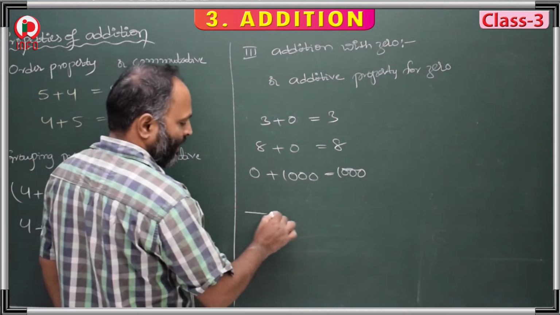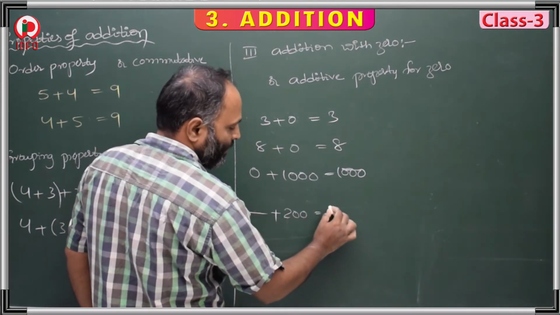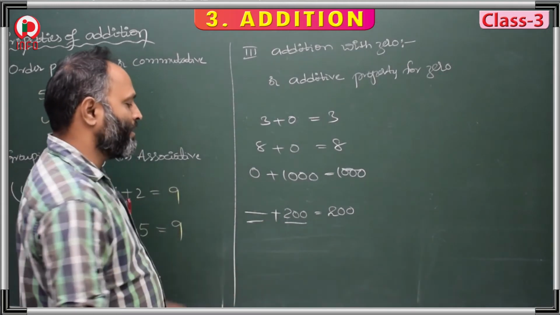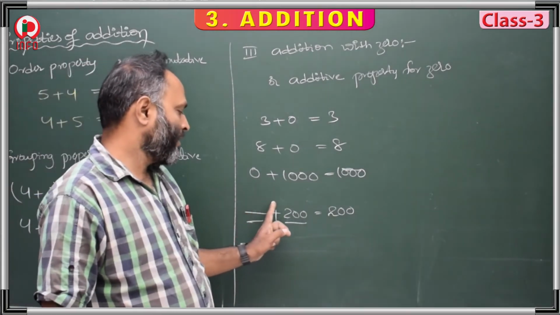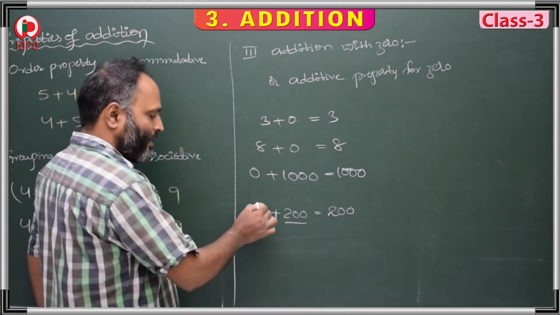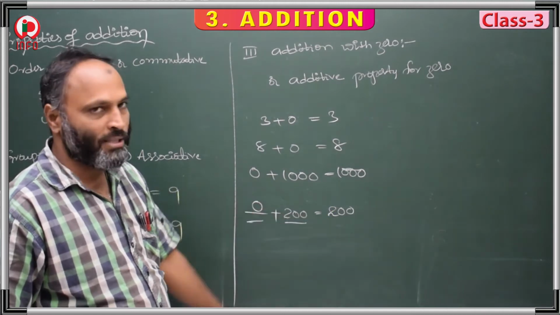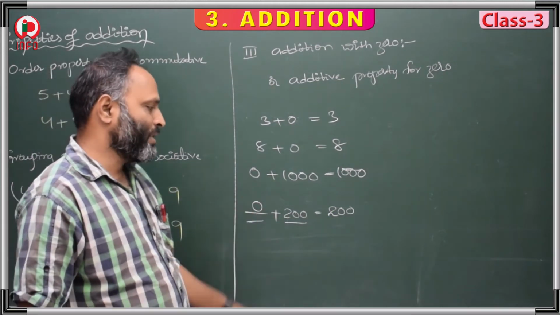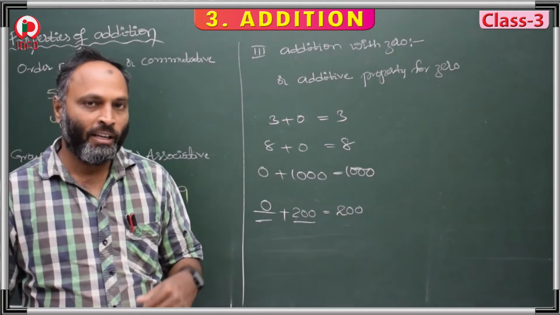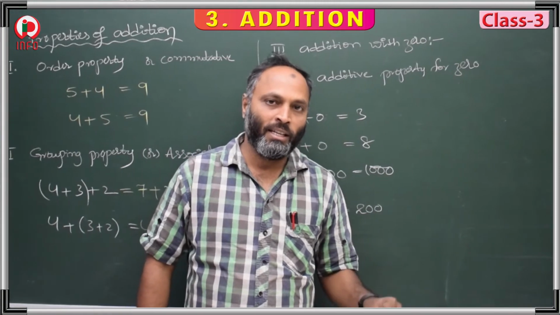If I ask, dash plus 200 is equal to 200, here this is one addend, this is the second addend. So what should we add to this 200 to make the answer the same? If 0 is added to 200, then only we get the same answer. So here the answer should be 0. When 0 is one of the addends, then our answer is that number only.